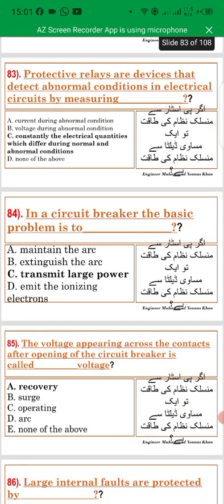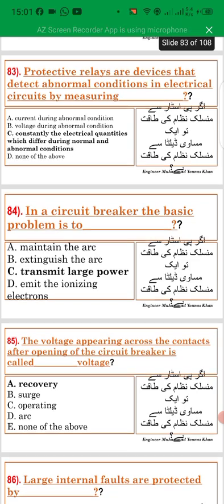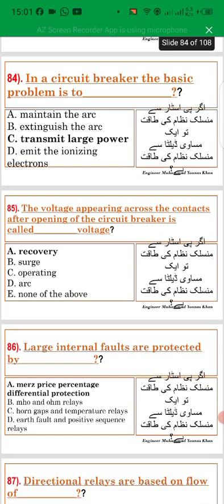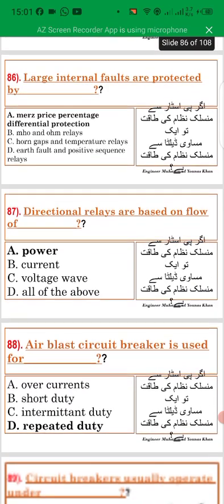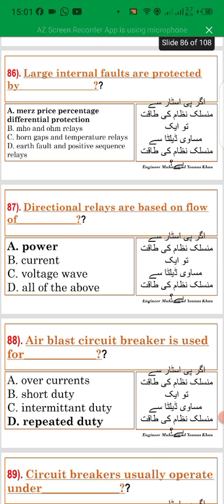Protective relays are devices that detect abnormal conditions in electrical circuit by measuring constantly the electrical quantities which differ during normal and abnormal conditions. In a circuit breaker, the basic problem is to interrupt large power. The voltage appearing across the contacts after opening of the circuit breaker is called recovery voltage. Large internal faults are protected by percentage differential protection.